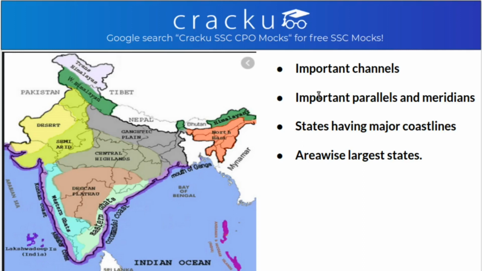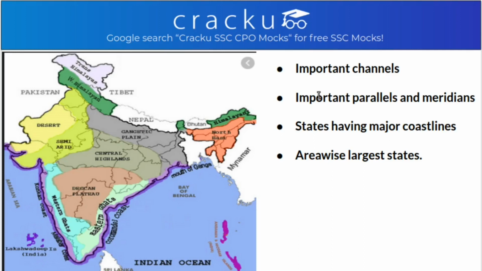Now, what are the important channels in India? They are Nicobar and Sumatra, that is the 6-degree channel; Little Andaman and Car Nicobar, that is the 10-degree channel; Minicoy and the rest of Lakshadweep Islands, the 9-degree channel; Maldives and Minicoy, the 8-degree channel; and India and Sri Lanka, that is the Gulf of Mannar and Palk Strait.